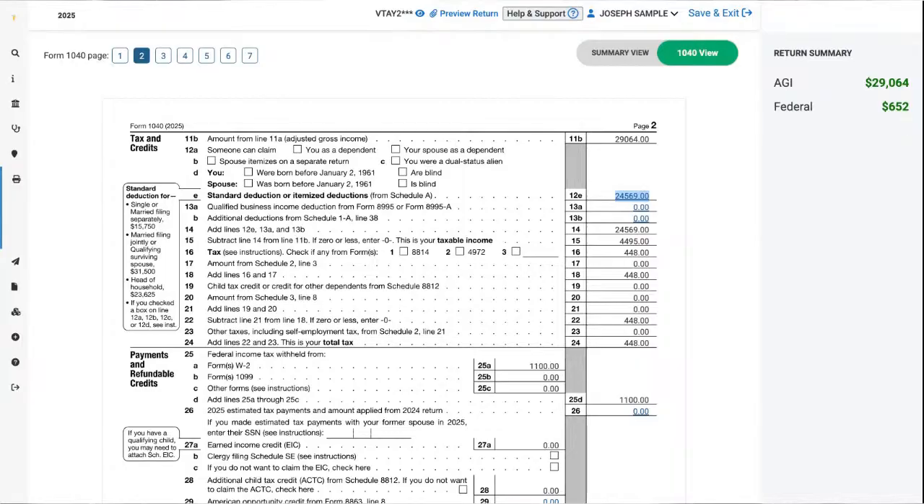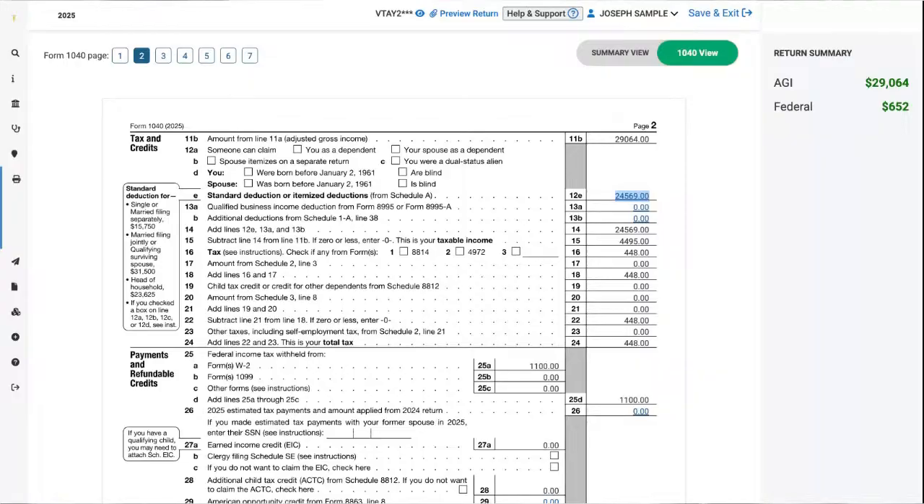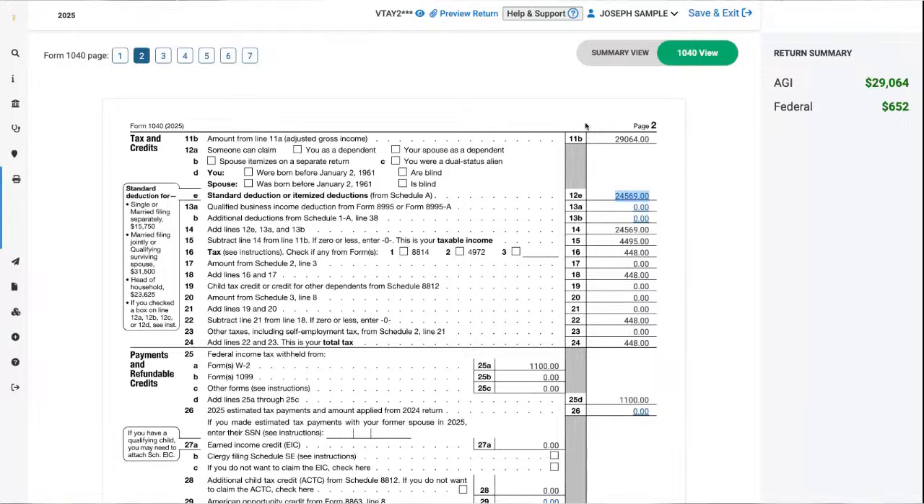Right? Oh, excuse me. Sorry. Right here. That number doesn't match any of these. That 24,569 does not match the 15,000, the 31,000, or the 23,000. So that says to me that there's an additional amount.